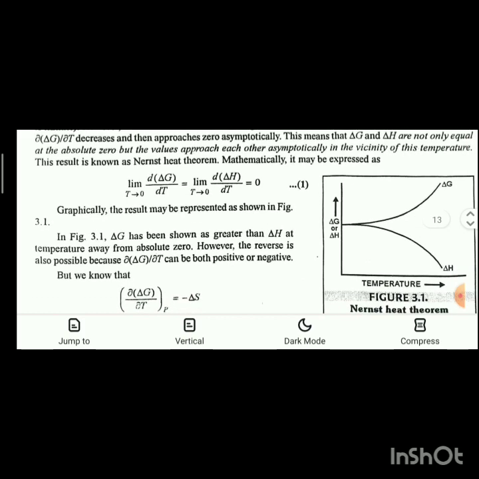asymptotically. This means ΔG and ΔH are not only equal at absolute zero, but the values approach each other asymptotically in the vicinity of this temperature. This result is known as Nernst heat theorem. Mathematically, it may be expressed as limit T tends to 0 of d/dT of ΔG equals limit T tends to 0 of d/dT of ΔH equals 0. Graphically, it may be represented as shown in the figure.